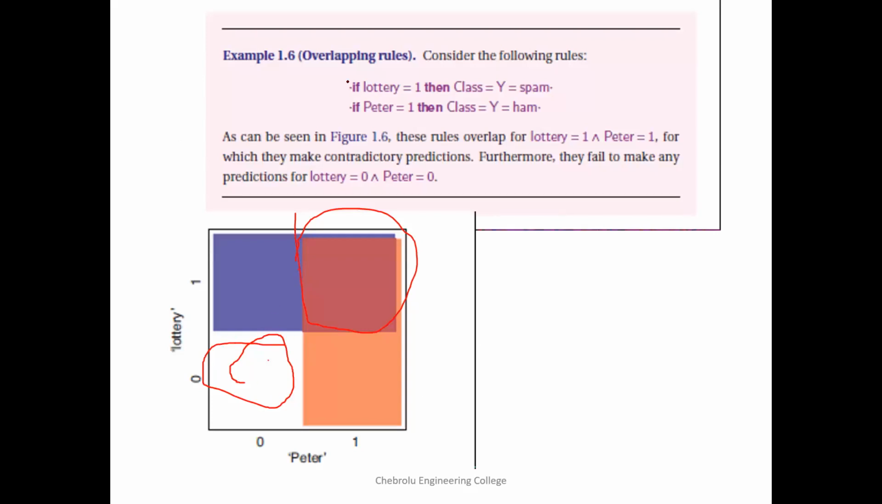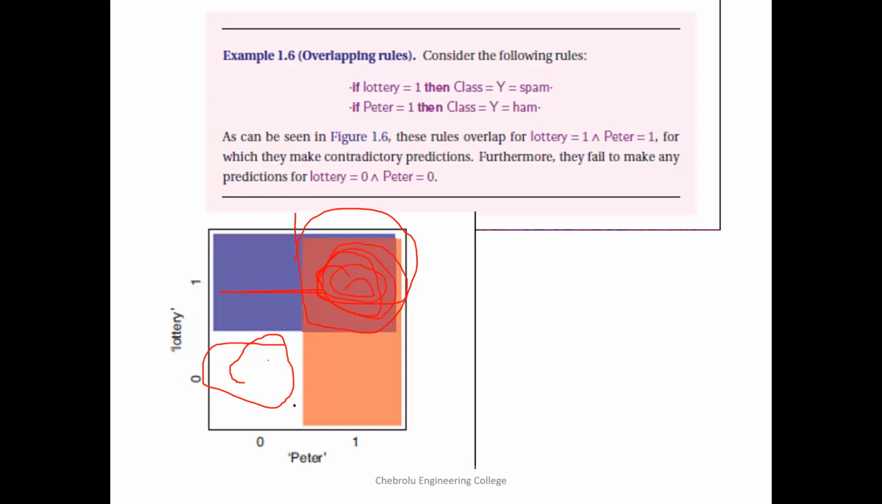See here, there are only two rules. If lottery equals 1, then class Y equals spam. If Peter equals 1, then class Y equals ham. If you see here, Peter is 1 and lottery is 1, and for the same set, one says ham, the other says spam. This is not correct. If Peter is 1, it is saying ham. If lottery is 1, it is saying spam. How is it possible? It is not possible. Such a conflict cannot be allowed.